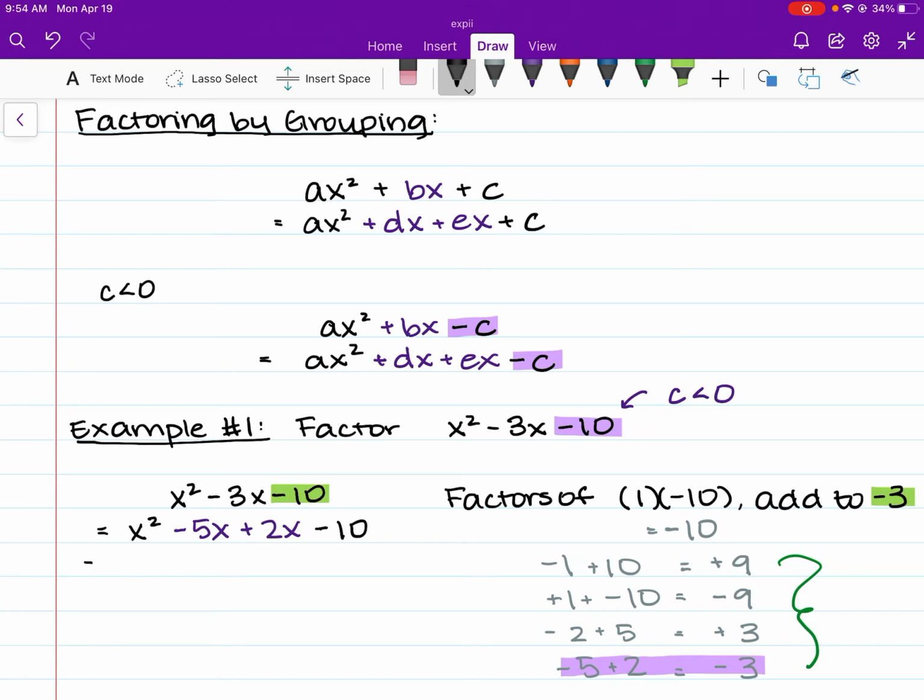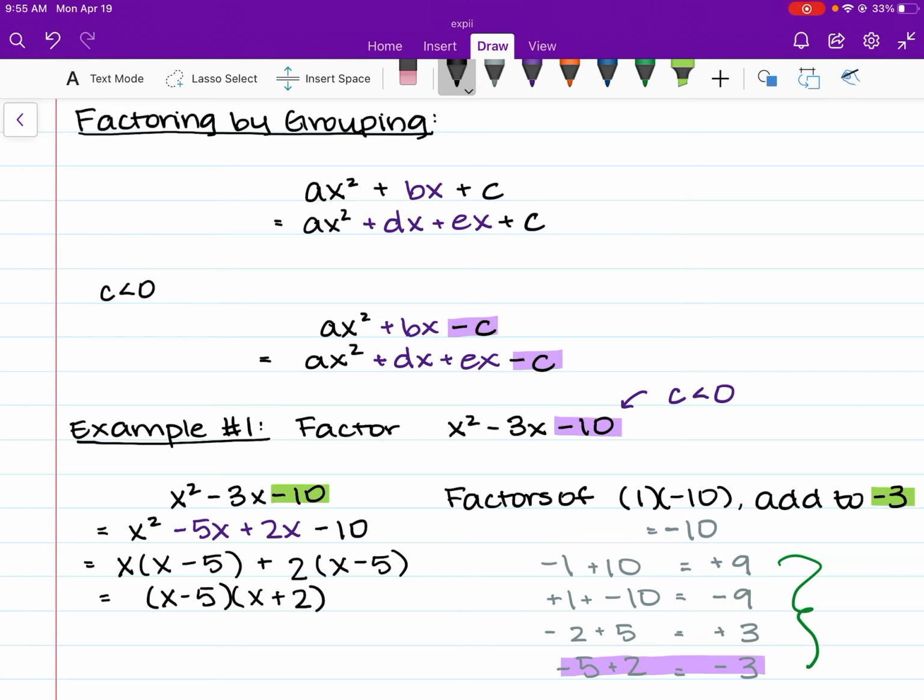And so from this side, we're going to pull out a factor of x, and we're going to be left with x minus 5. And on this side, we're going to pull out a factor of 2. We're going to be left with x minus 5. And so then we're going to factor out this x minus 5, and we're left with x plus 2. And so this is our example problem number 1 factored. x squared minus 3x minus 10 is equal to x minus 5 times x plus 2.